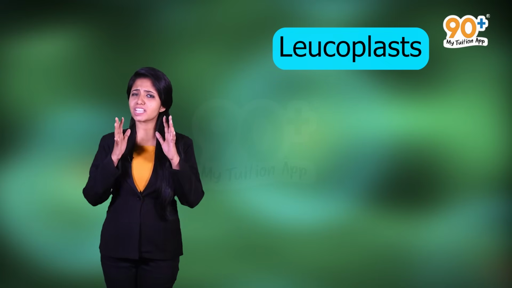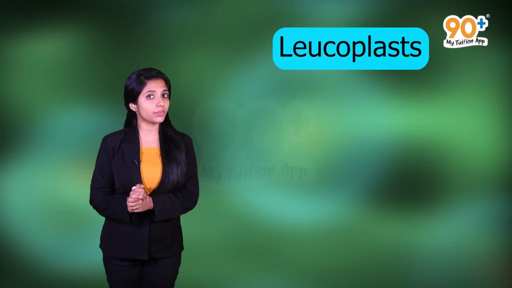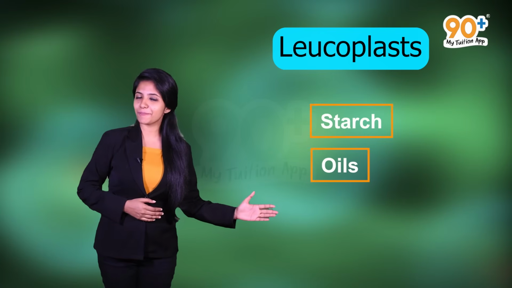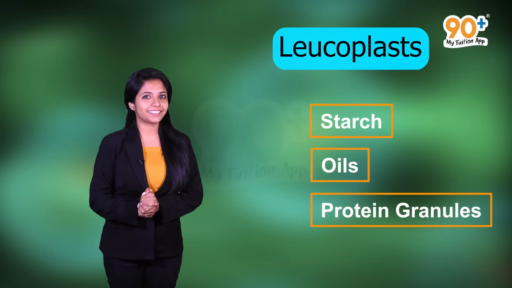Now let's talk about the colorless plastids that are leucoplasts. You know what? They are exclusively responsible for the storage of starch, oils and protein granules. Well, there is one more very important thing that you should definitely remember. That is, plastids also contain their own genetic material just like the mitochondria. And they also contain ribosomes. So obviously they will contain proteins too, right? But remember that plastids are only found in plant cells and not animal cells.